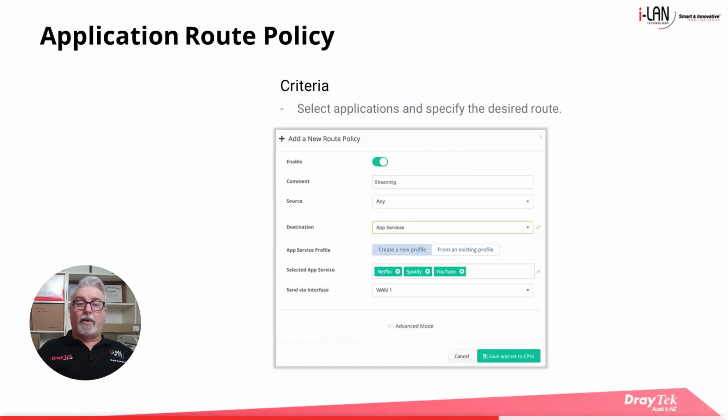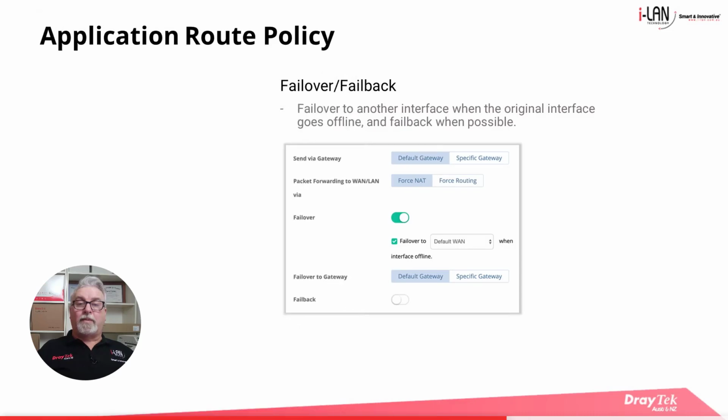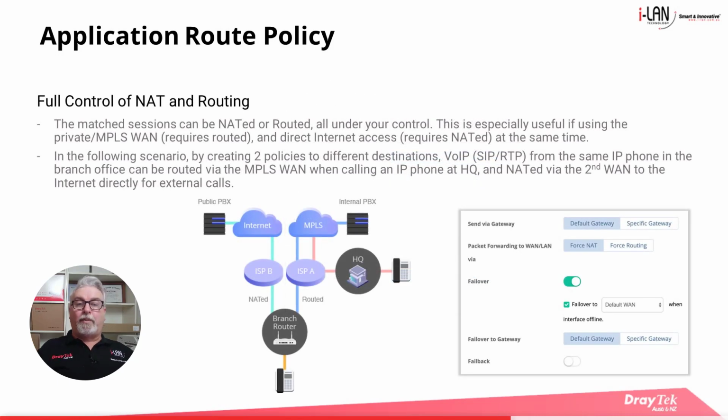In this screen you can even apply a route policy to existing applications. In this one we've selected Netflix, Spotify and YouTube, and we want to send them via WAN 1, and this can be deployed using ACS3 to routers in an SD-WAN enabled network. Clicking on Advanced Mode down the bottom there brings up this option where you can even enable a failover WAN to apply to this application route policy. With application route policy, you have full control of NAT and routing. For example, by creating 2 policies to different destinations, VoIP traffic from a single IP phone can be routed via an MPLS WAN for an internal PBX or NATed via a second WAN to the internet.